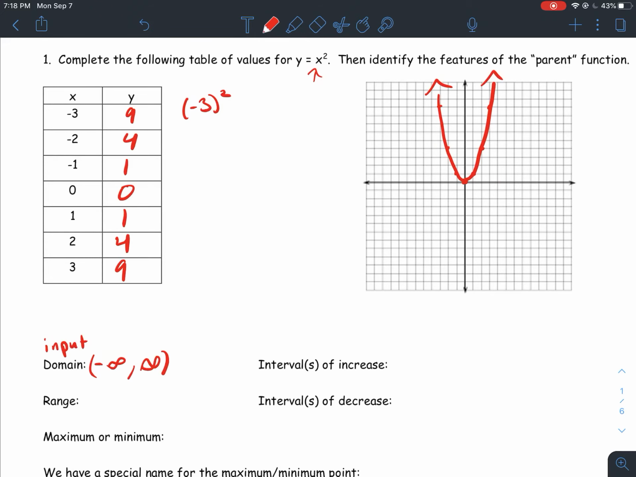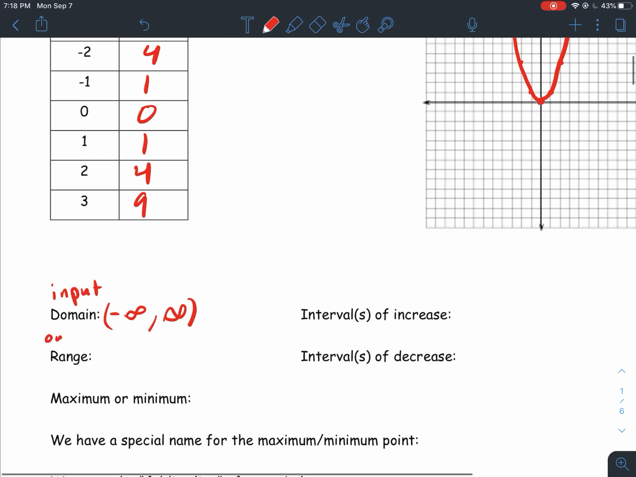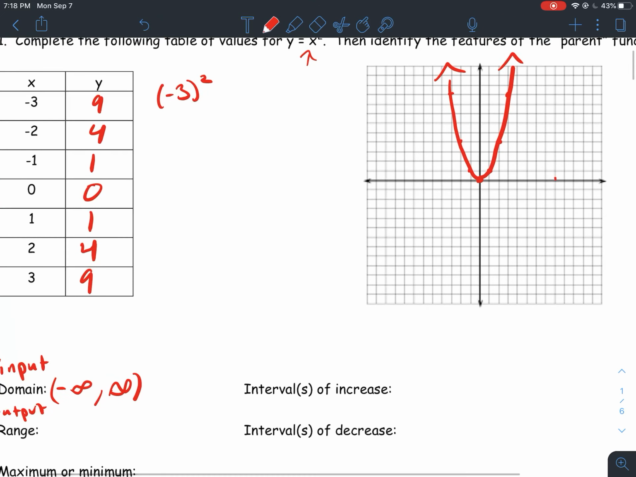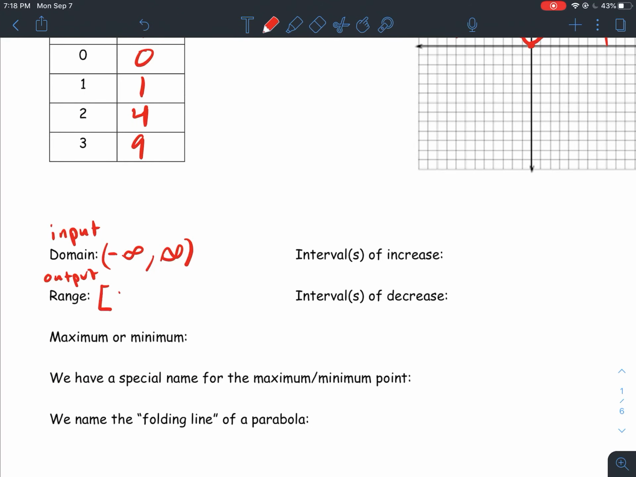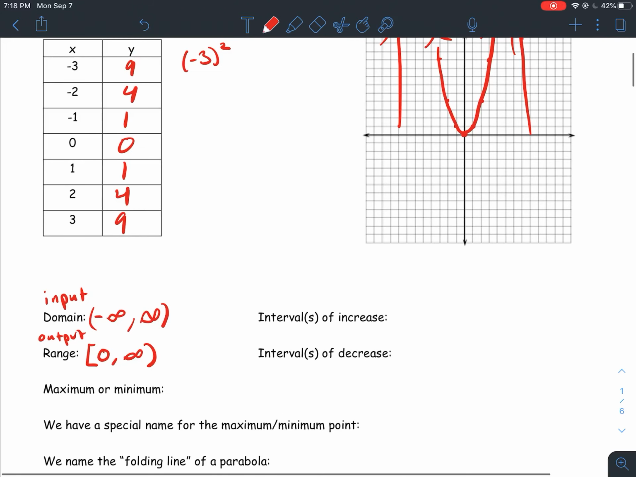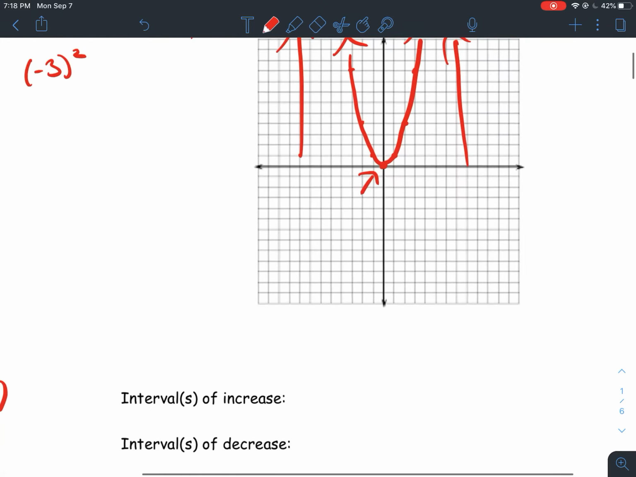Then they ask for the range. So if we're looking at the range, those are the y values or the output. And if we're looking at this graph, all of our output values are above 0. So our output here would be 0 to infinity. Now notice that I used a close bracket because the y value actually does equal 0 at one point. That's this part here. So it would be close bracket 0 to positive infinity.